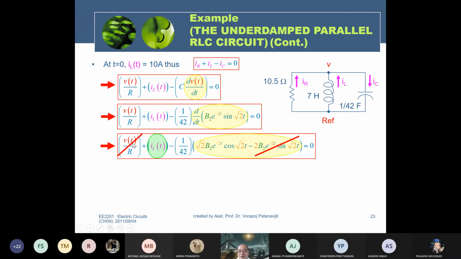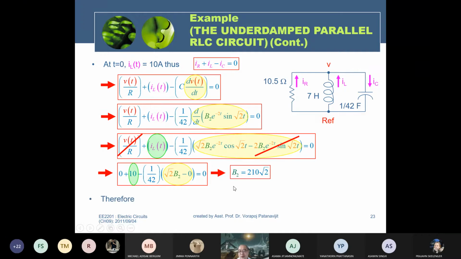Vt for time greater than 0 is equal to 0, and this sine 0 term gives you 0. You get here, and you can get B2 equal to 10 square root 2. So the solution is 10 square root 2 e minus 2t sine square root 2t.